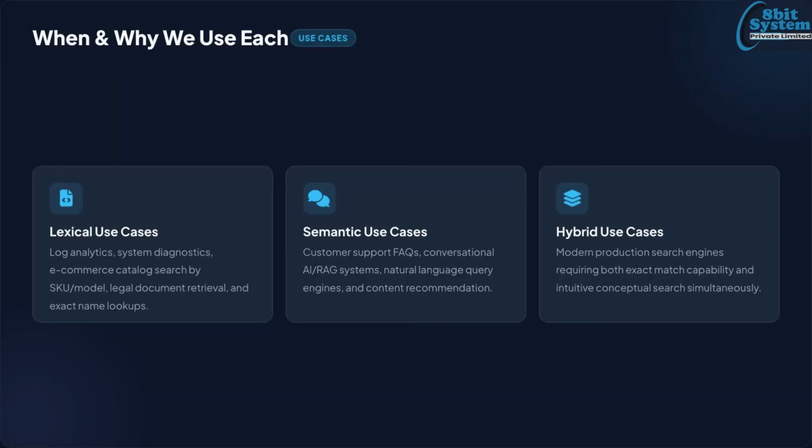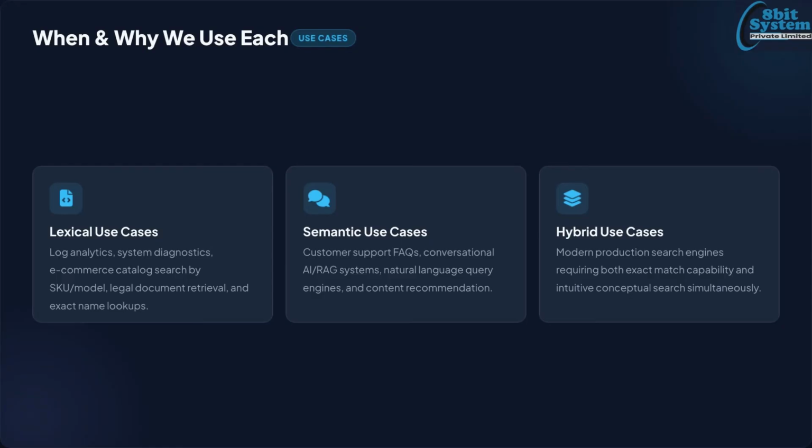Okay, let's see where each search method is commonly used. For lexical use cases, lexical search is commonly used for log analytics, system diagnostics, e-commerce catalog searches using SKU or model numbers, legal document retrieval, and exact term lookups. For example, searching for SKU 56789 or an error code like 404 is a perfect use case for lexical search.